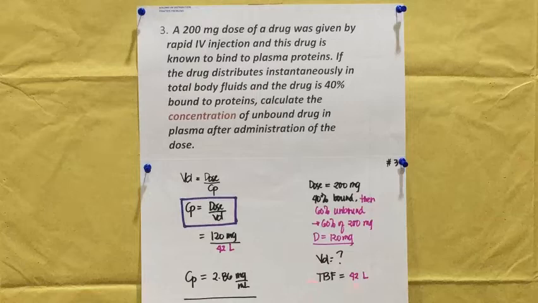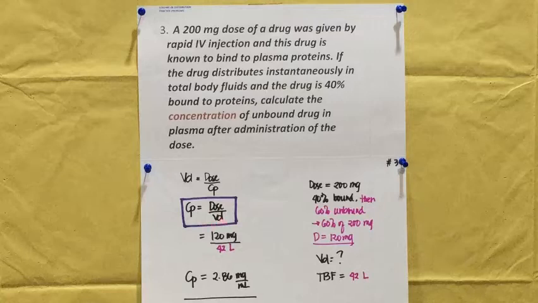So these are the given. Now let's go to the formula. So this is the original formula for volume of distribution. And if we are going to extract the formula for plasma concentration, so Cp now is equivalent to the dose divided by the Vd. So the dose that we will be using is only the 120 because it is only the unbound portion of the drug. So 120 milligram divided by the volume of distribution, which is 42 liters.